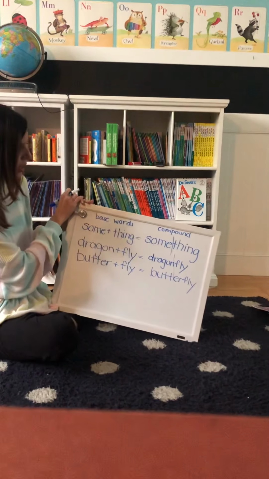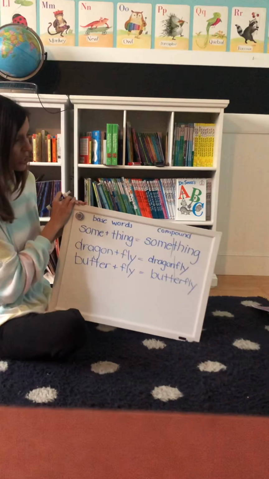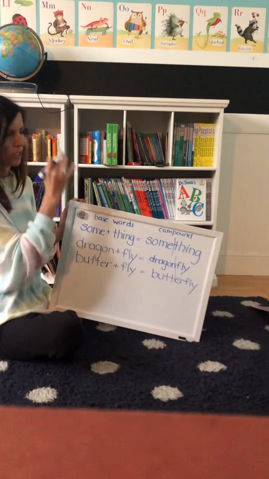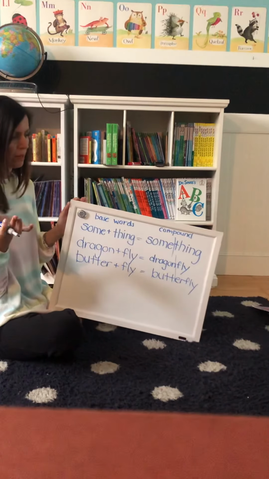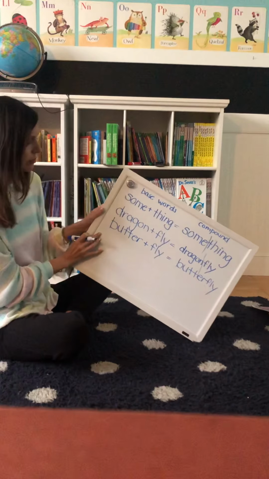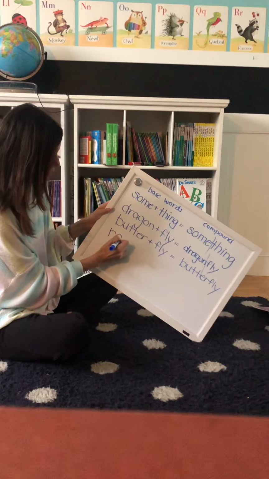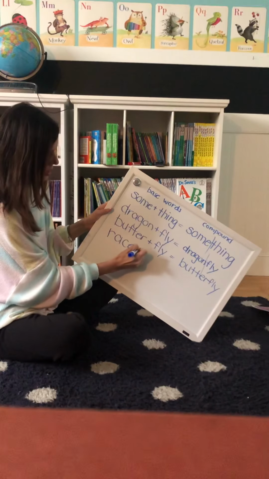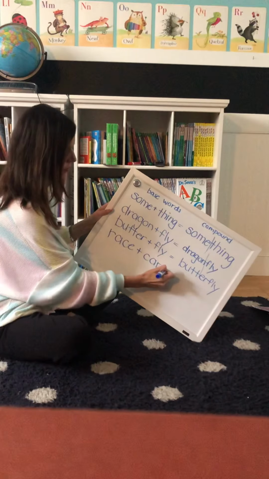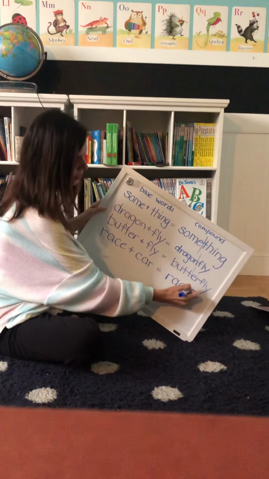All right, let's do one last compound word for today. And you can keep going and see how many you can come up with, and then you can journal to me online and write them all out, or even just tell me, oh, I came up with 10 compound words or 5. This was a cool word, race car. Race plus car makes the word race car.